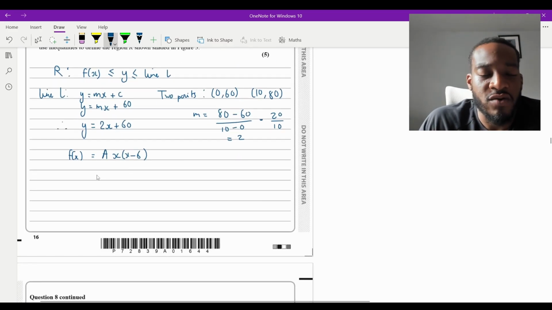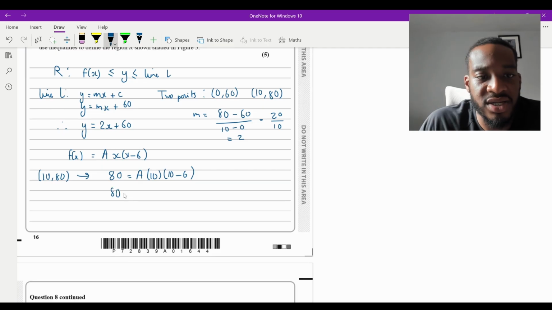So this is our graph here. We know that (10, 80) passes through. So if I punch this in, this will give me 80 is equal to a, and then a bracket 10 and then 10 minus 6, isn't it? Like that. And then what's that? That's going to be 80 is equal to a and then 10 and then 4, which is 40, isn't it? So we get 80 is equal to 40a, which means that a has to equal 2, doesn't it?